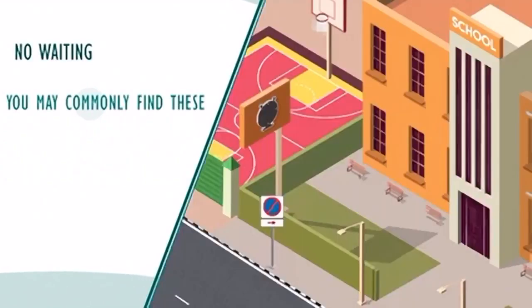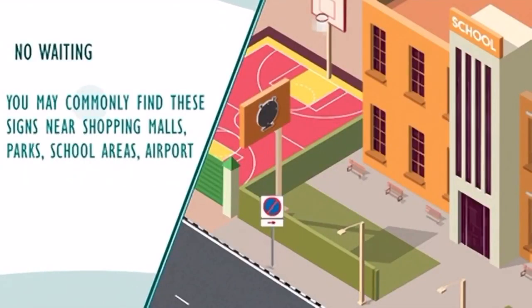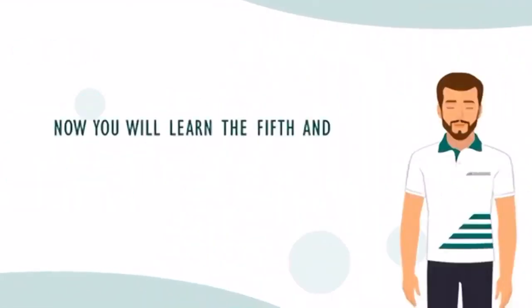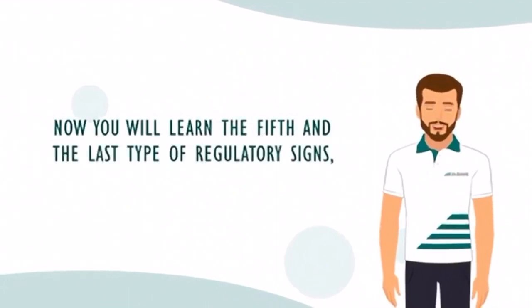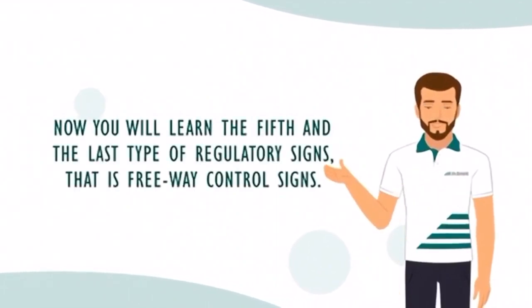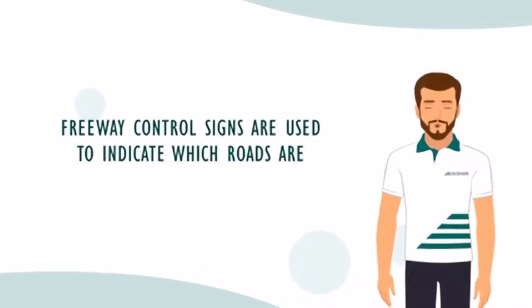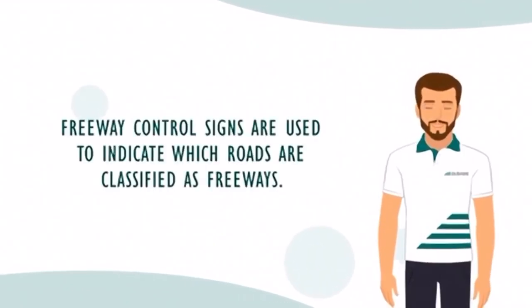You may commonly find these signs near shopping malls, parks, school areas, airport drop-off areas, and at some designated parking. Now you will learn the fifth and last type of regulatory signs, that is, freeway control signs. Freeway control signs are used to indicate which roads are classified as freeways.